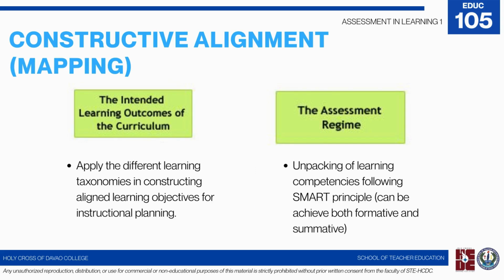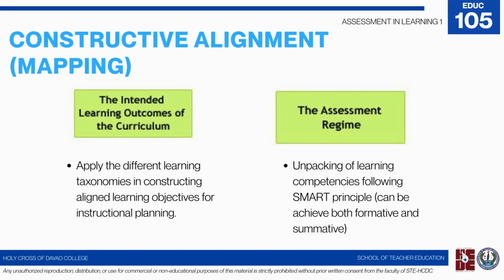Here, let's look at the mapping perspective of constructive alignment. A good example here is that one of the learning outcomes for this course is that you will be able to apply the different learning taxonomies in constructing aligned learning objectives for your lesson planning. And one of the assessment regimes that we have made is the unpacking of learning competencies following the SMART principle.